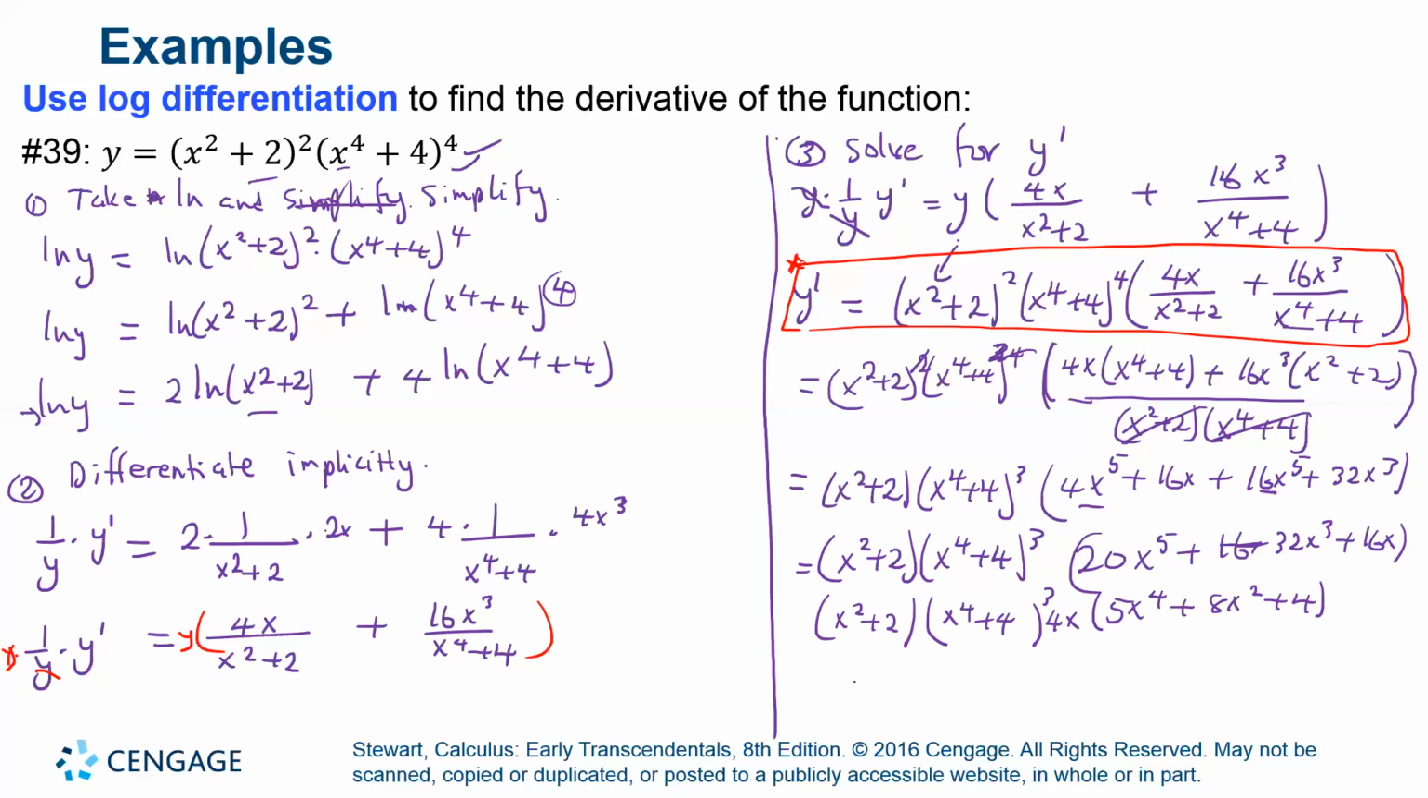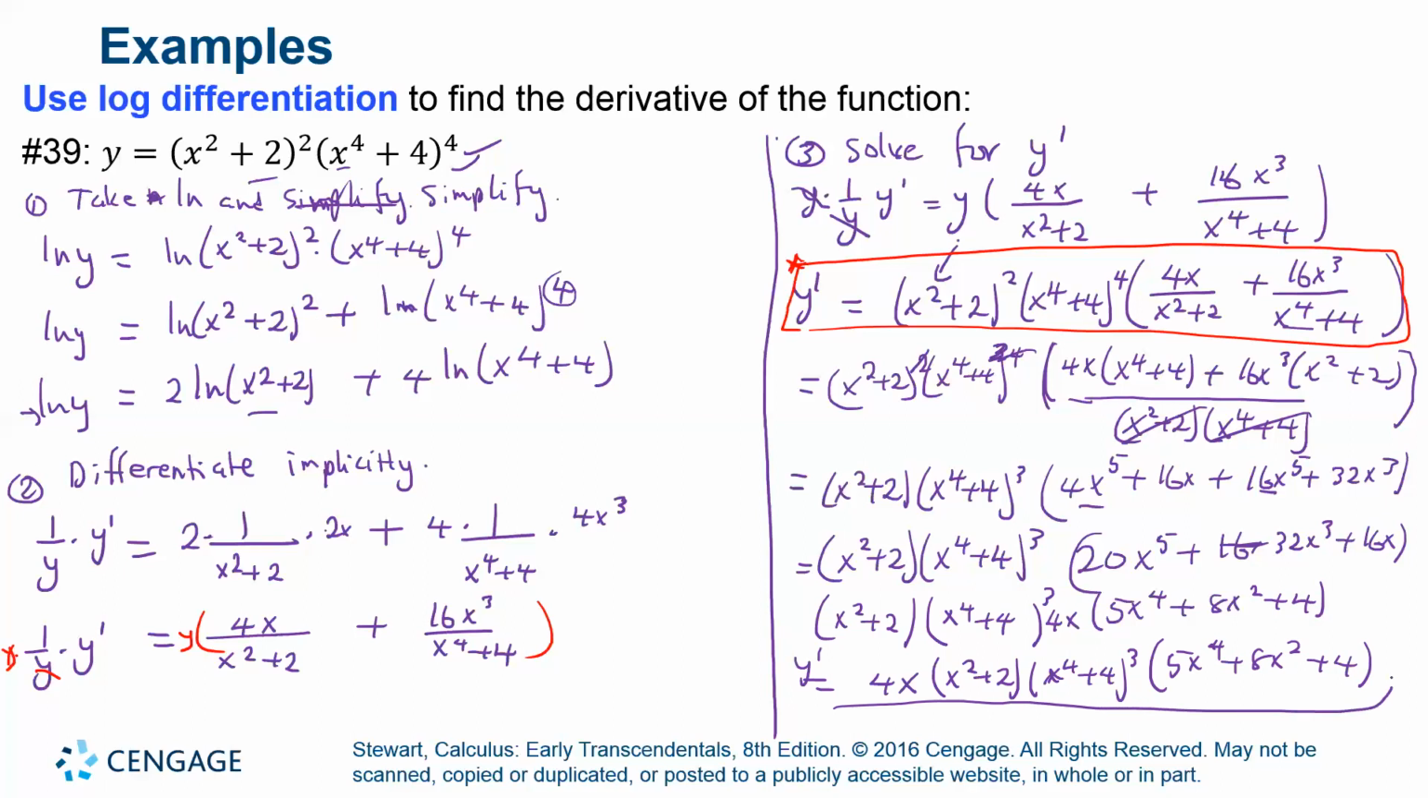All right. So the final answer will be 4x times x squared plus 2, x to the 4 plus 4 raised to the 3rd, and then 5x to the 4 plus 8x squared plus 4. So this is my y prime when I simplified it all the way to the end. Okay.